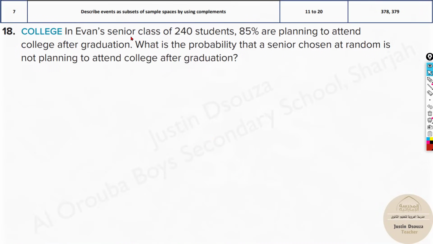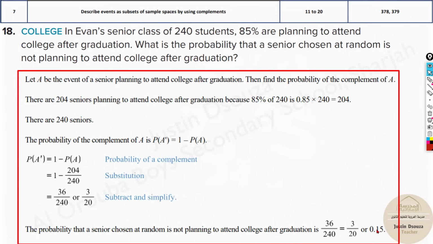In Evans' senior class of 240 students, 85% are planning to attend college after graduation. What is the probability that a senior chosen at random is not planning to attend college after graduation? You don't even need to solve anything. 85% are planning to attend, so 15% are not planning. The answer will be 0.15 or 3 by 20. That's 15%. You don't need to solve all this because this is an MCQ, so directly you can write these answers.